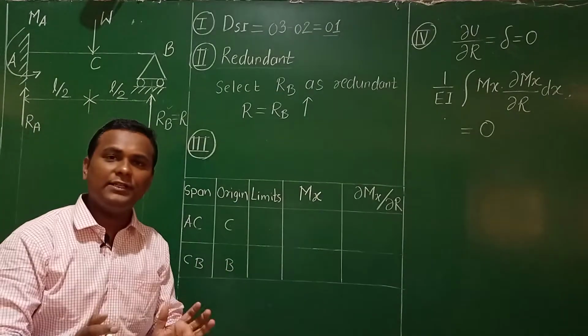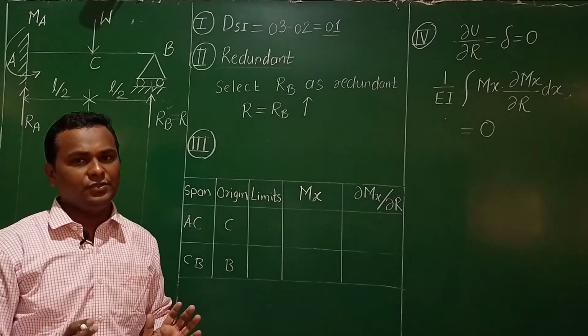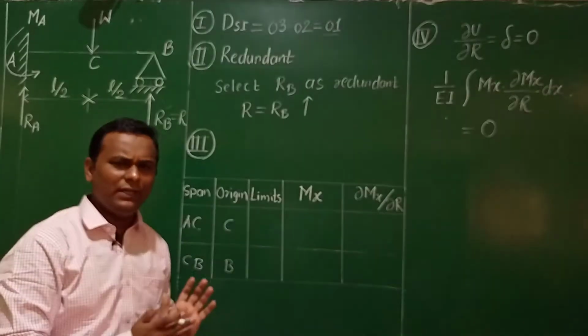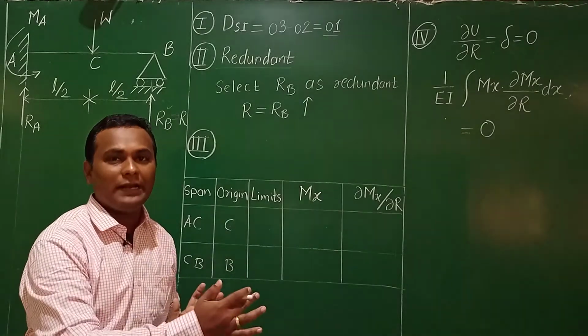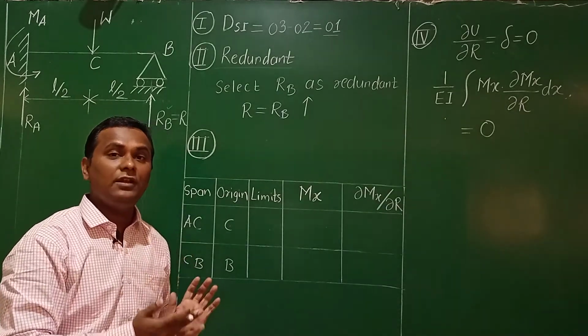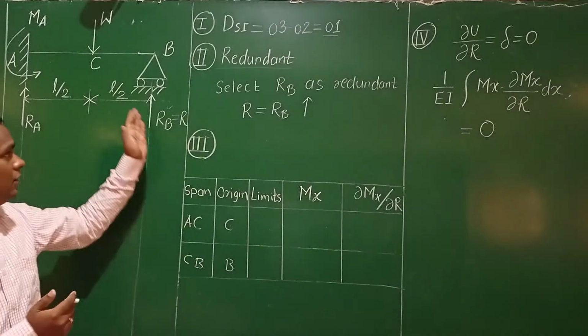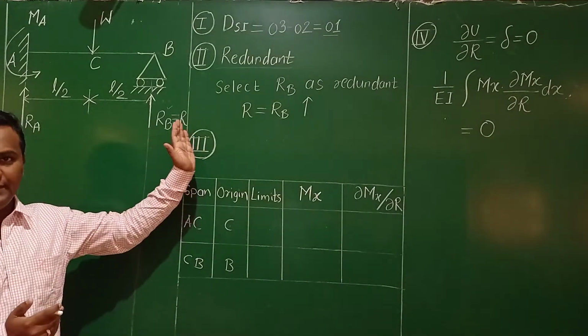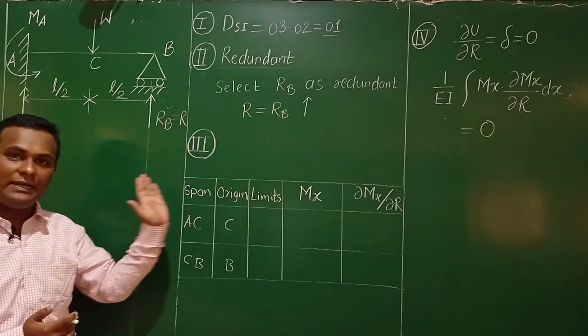Now we need to select this origin as per our convenience. You can select any point. Basically, try to get the point on the right hand side instead of the left hand side, because we are interested to get the equation in terms of the redundant. As here our redundant is on the right hand side, hence we will consider the right hand side for it.